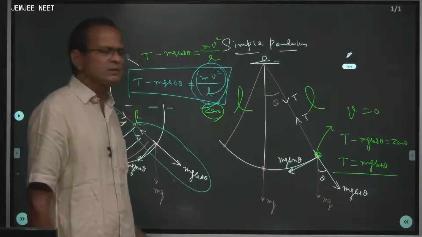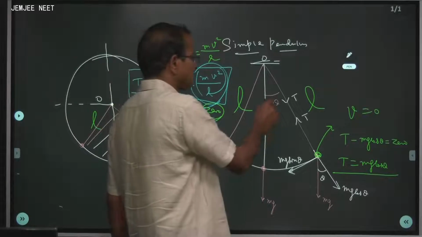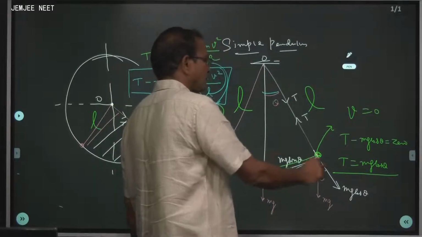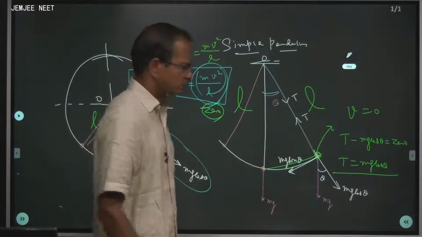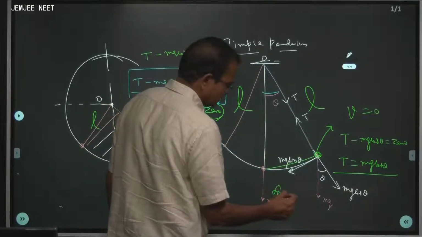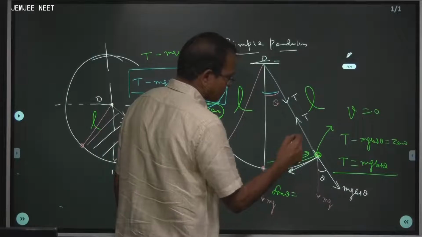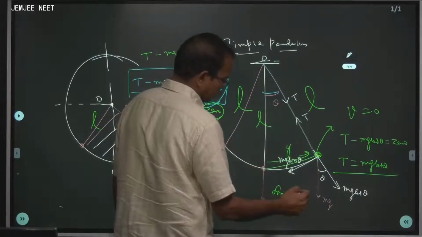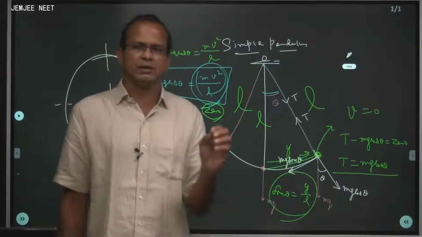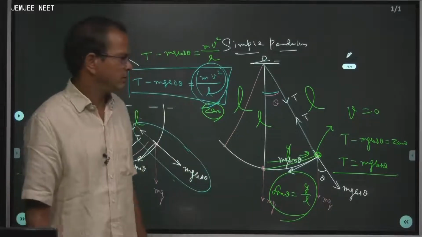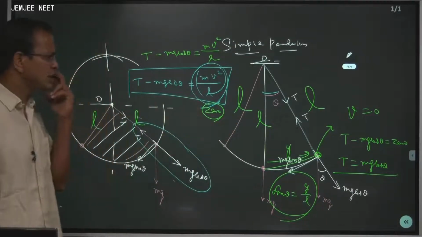Cos theta is, if this is the theta, this is opposite, maybe adjacent. Sin theta may be approximately taken as y by L. The displacement is y, the length is L on both sides, so displacement by L can be taken as sin theta provided theta is very small. I hope you got it.